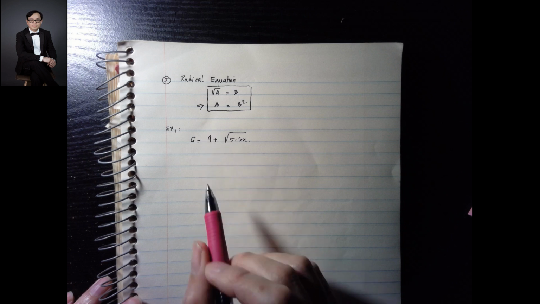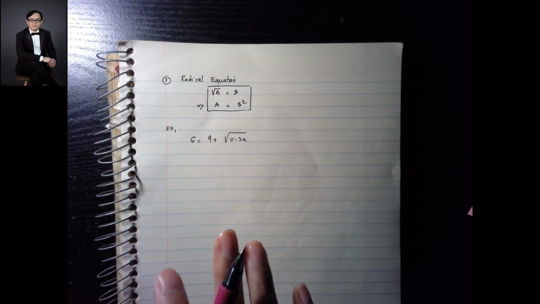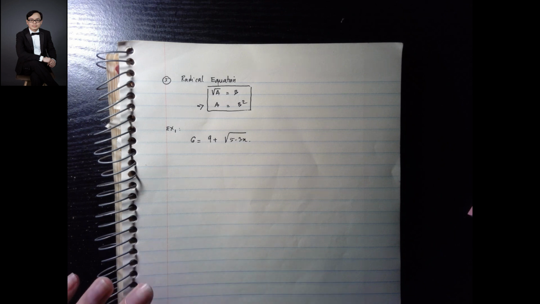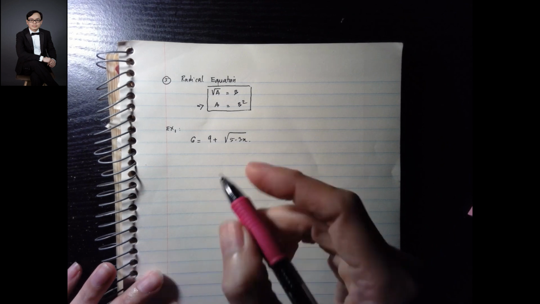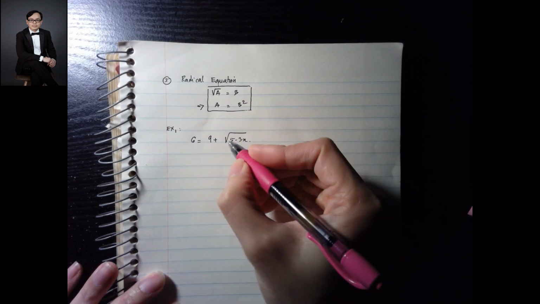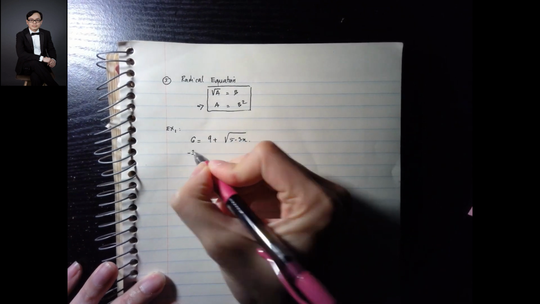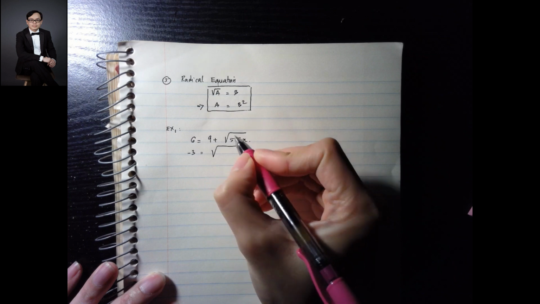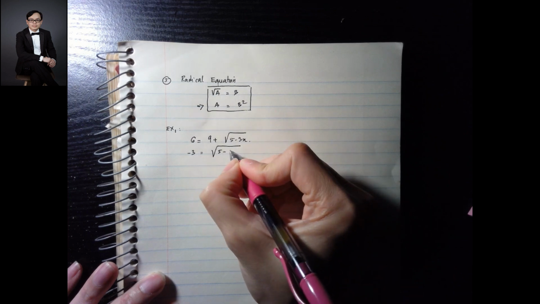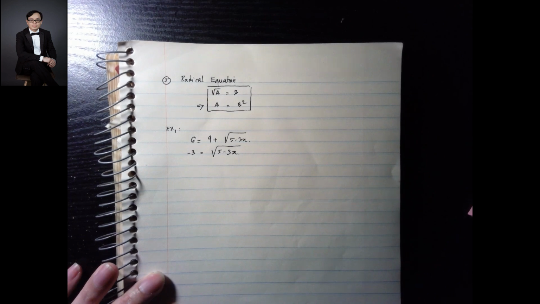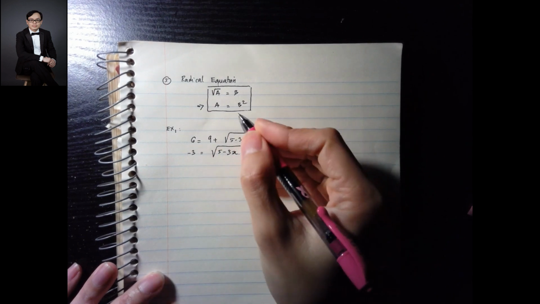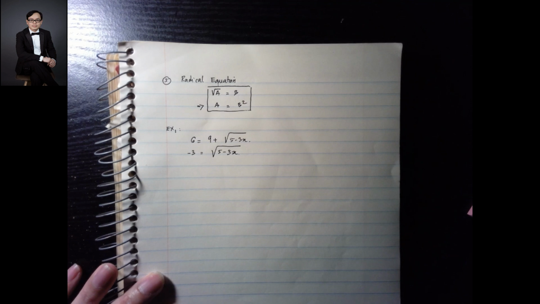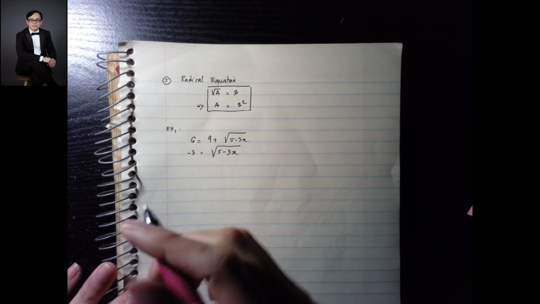The question is, can we just go ahead and square both sides right now? Yes, you can. However, it's much better to get rid of the number 9 first. So if you get rid of 9, you have negative 3 equals the radical of 5 minus 3x. Then afterward you square it. However, I can jump to the conclusion right away that we don't have a solution. How do I know that? Just go ahead and square it and you will see.